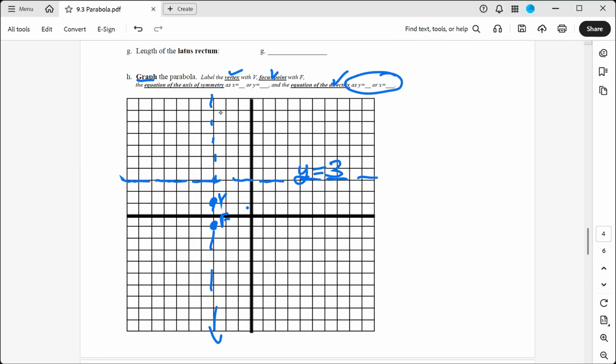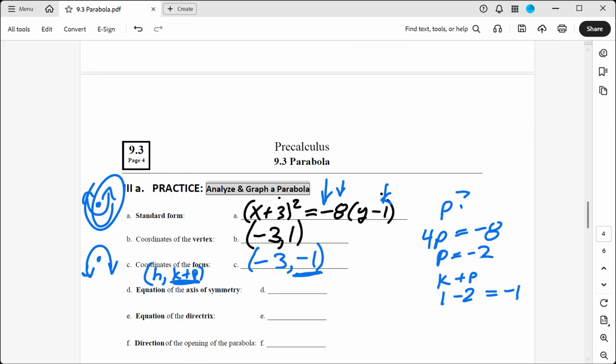So it's that horizontal line. That's the axis of symmetry, and that one is x equals -3, because all the x's along there are -3. Now, what's next? Let's come back up here, and the equation of the axis of symmetry, x equals 3, and the directrix was, oops, -3. I need to change that. It was the other one that's 3.